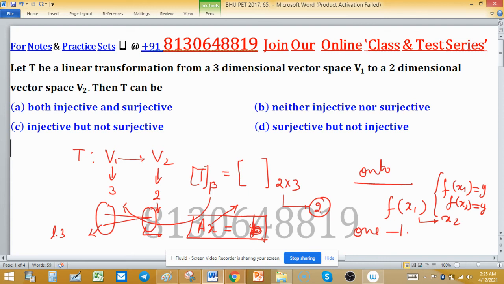Sorry, not unique solution, this system will be onto whenever this matrix representation has the same number of pivot elements as the number of rows. So this linear transformation can be surjective but not injective. So option D is correct here.